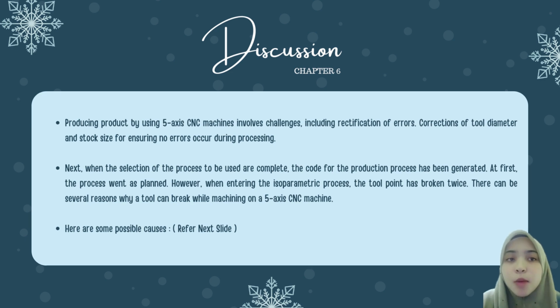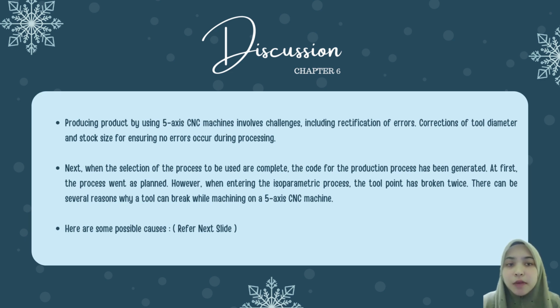In addition, producing a product using a 5-axis CNC machine involves challenges, including rectification of error, correction of tool diameter and stock size for ensuring no error occurs during processing. Next, when the selection of the processes to be used was complete, the code for the production process was generated. At first, the process went as planned. However, when entering the isoparametric process, the tool point broke twice.